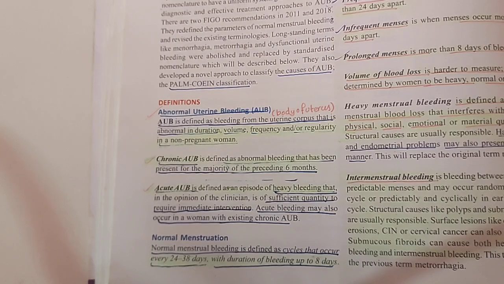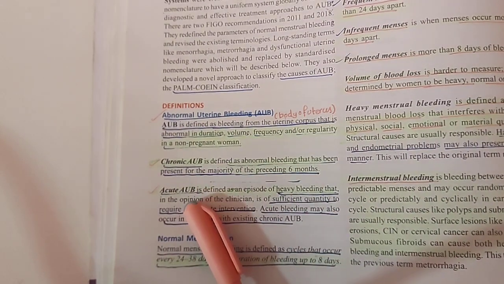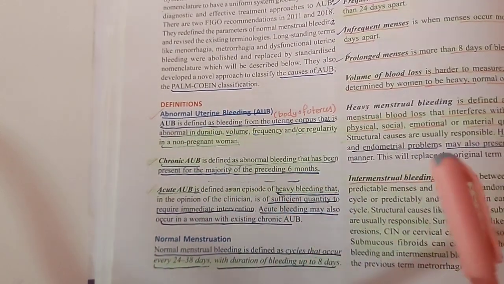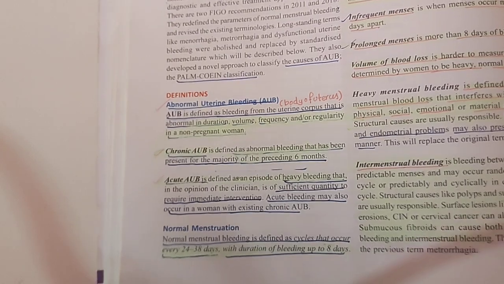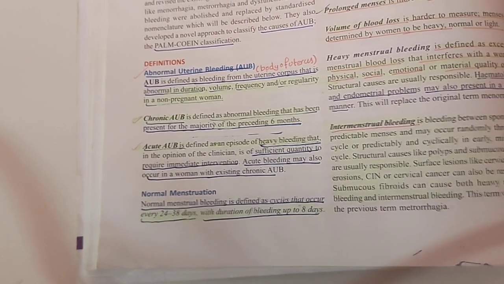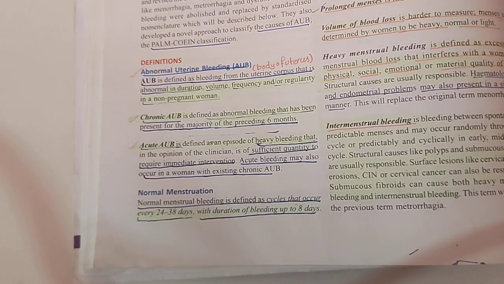And what is the peculiarity of this bleeding? It is abnormal in duration, volume, frequency and/or regularity. That is mainly seen in a non-pregnant woman. There is a chronic type of AUB and an acute AUB. So that's the first thing you should study. Abnormal uterine bleeding means any bleeding that deviates from the normal characteristics of the menstrual cycle.